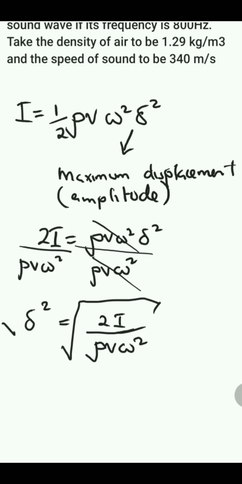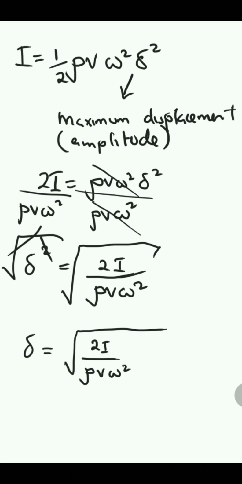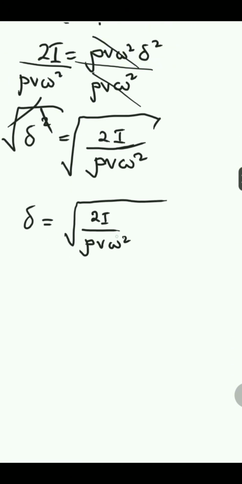And then to get rid of the square on the left, we square root both sides. Hence this will cancel. We have our amplitude equal to the square root of 2 times the intensity over the density, the speed, angular frequency squared. Right now, we don't have the angular frequency, but to obtain the angular frequency, we can use the expression 2 pi f, where f represents the frequency.